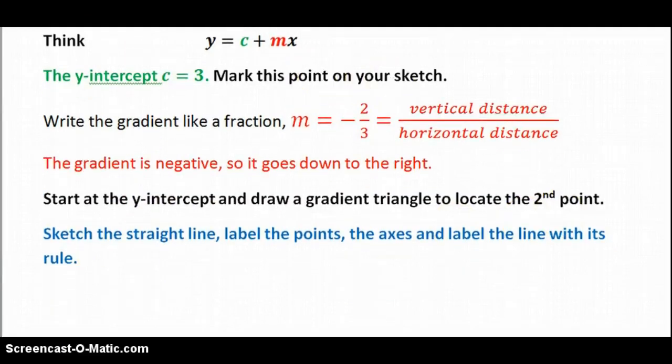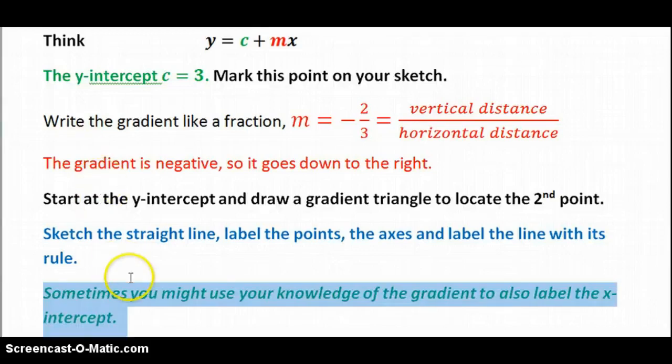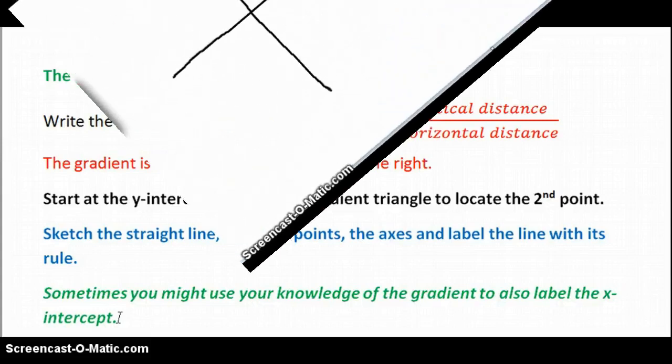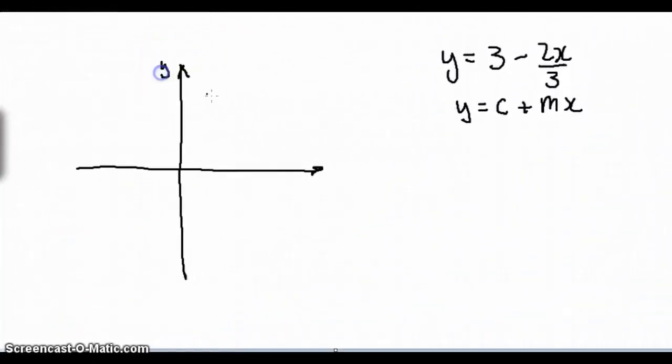Now sometimes you might want to use your knowledge of the gradient to also find the x-intercept. Okay, so here's our axes, and I label them straight away. I like to also label 0, and there we go. Now, we compare y equals mx plus c. This time it's just been written the other way around, so we put the c first and the m second. So our y-intercept is 3. So I'm going to go ahead and put that in straight away. So we go in and we put 3.